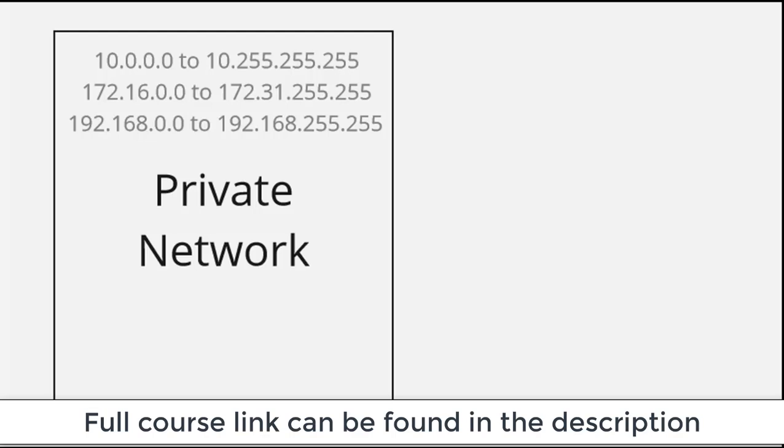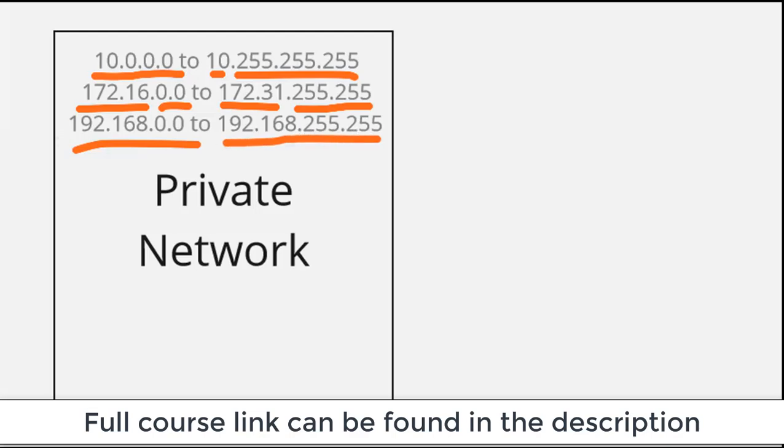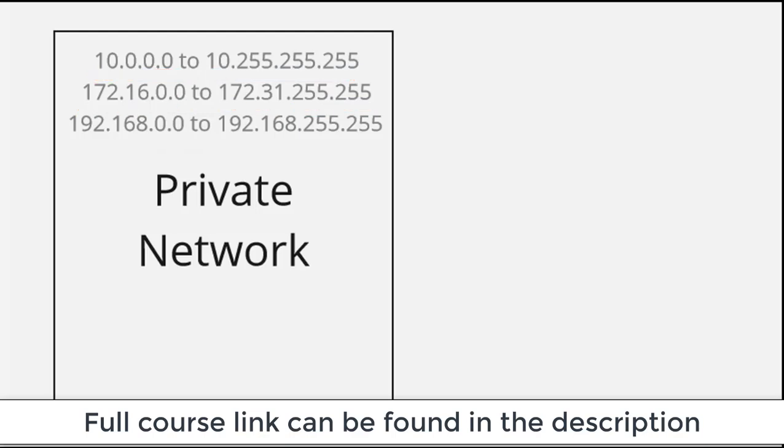So here we can see I have some address ranges, 10.0.0.0 through 10.255.255.255, 172.16.0.0 through 172.31.255.255, and 192.168.0.0 through 192.168.255.255. These are defined as private address ranges.